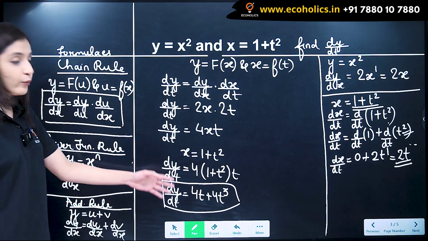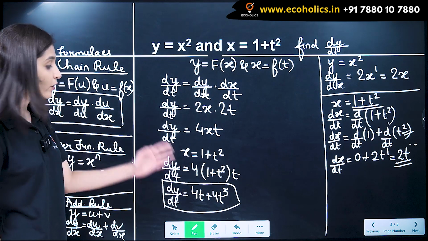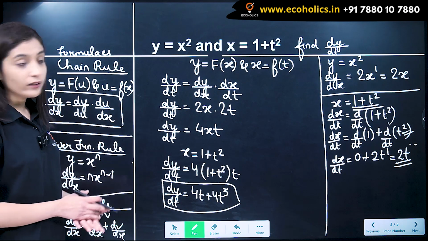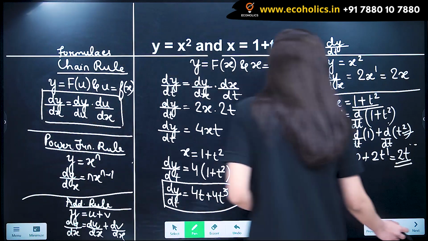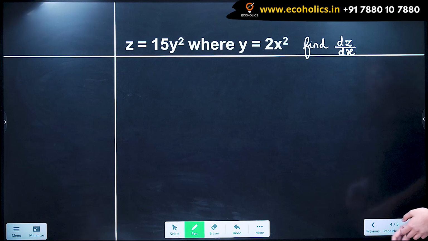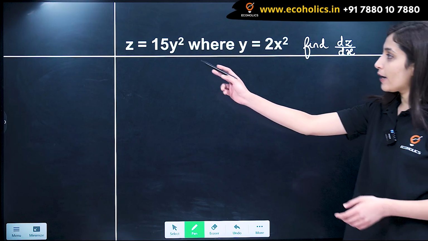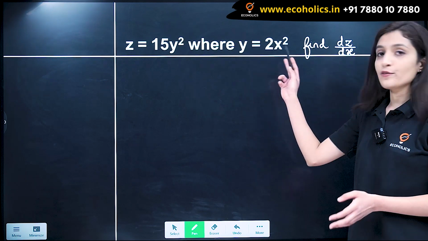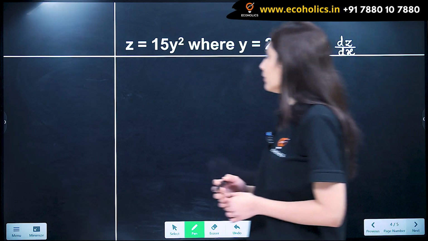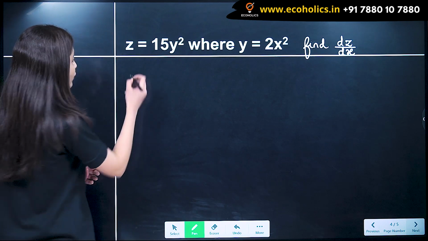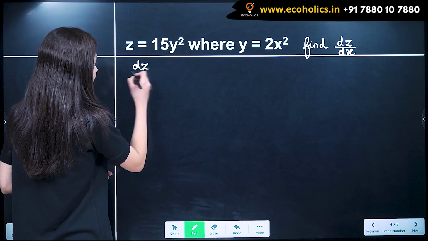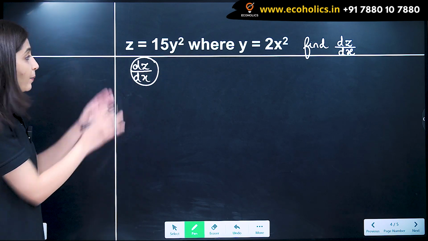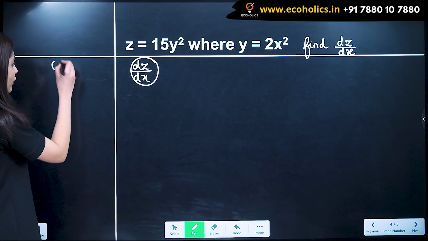So we have seen how we can use chain rule of differentiation to solve this question. Now let's look at another example to understand more. Now in this case we have z as a function of y and y as a function of x. And what we need to find is dz by dx. So this is what we are going to find. But we need to know the chain rule for this.